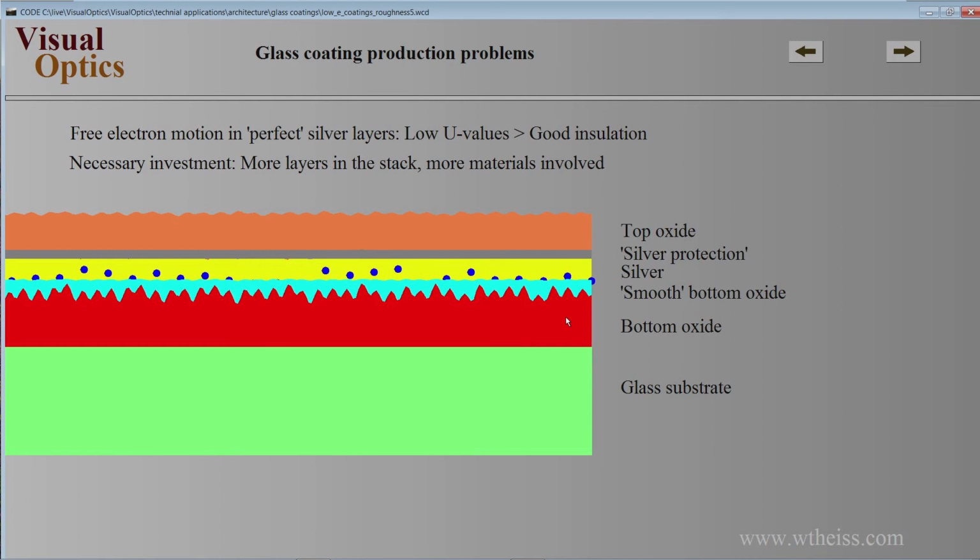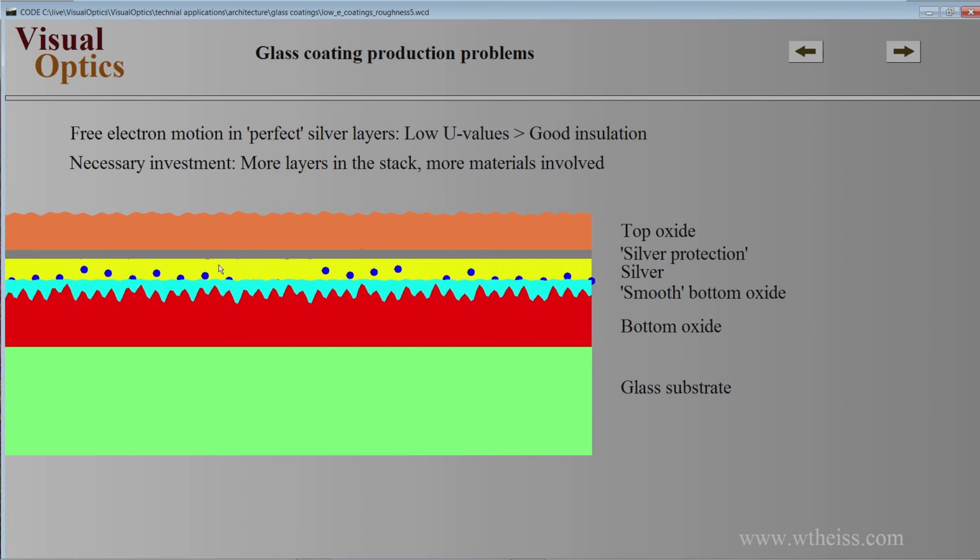It turned out that you can deposit a smooth bottom oxide on top of the titanium dioxide. Usually you can use zinc oxide here, and that has the property that it fills the valleys with zinc oxide, and it ends up with a very smooth top interface, which you then can use to deposit the silver layer as a very nice homogeneous layer without any roughness, or without much smaller roughness as before.